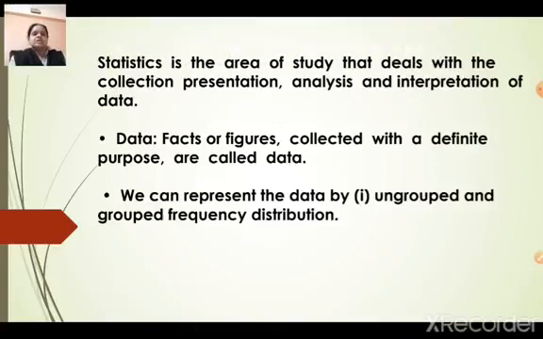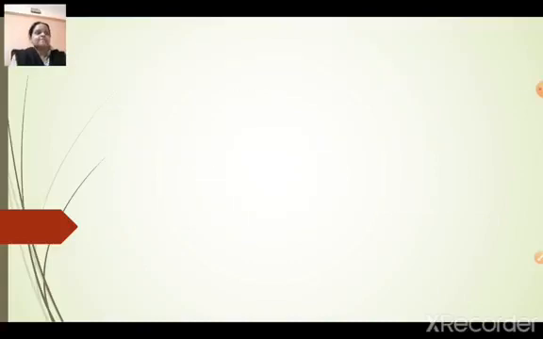Yes, so then we can represent this data by ungrouped or grouped frequency table. That part we will learn today. So how to represent the given data by grouped frequency table and ungrouped frequency table. Ungrouped frequency table we have already learned in 8th standard. So let us see one example of that.